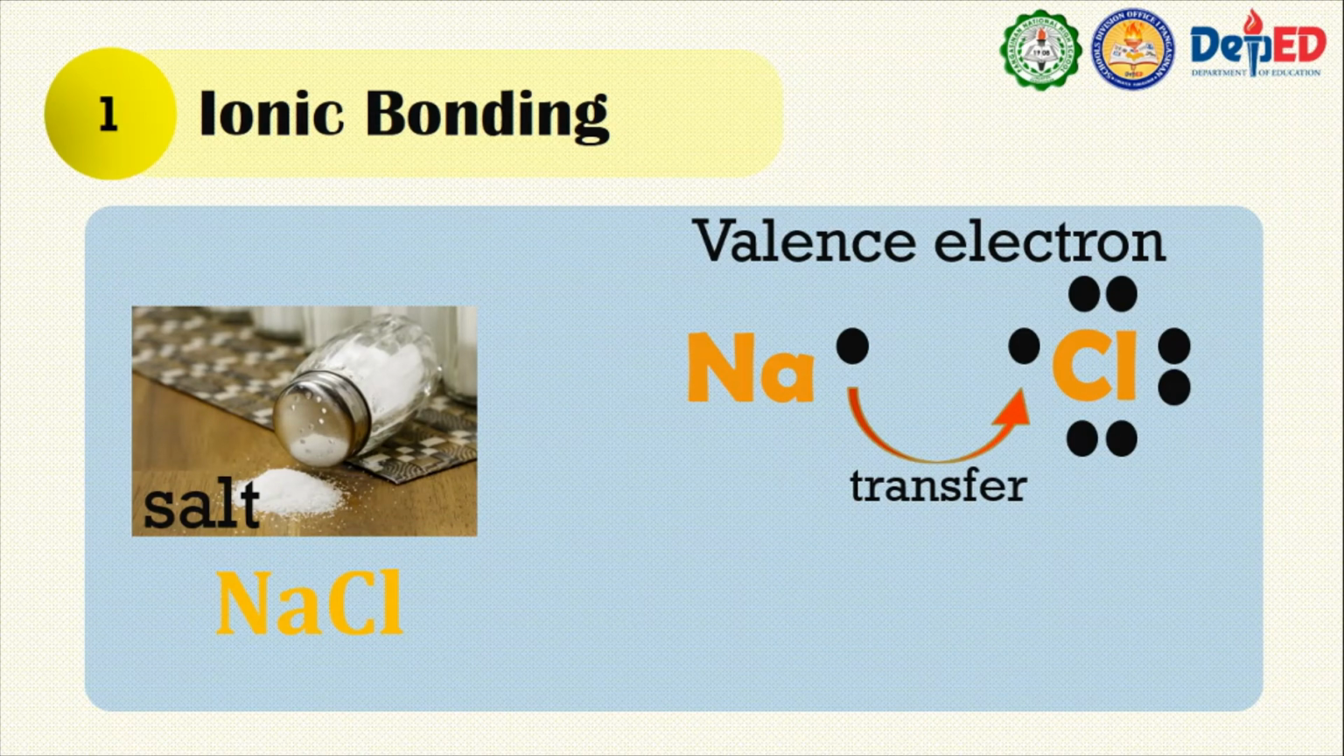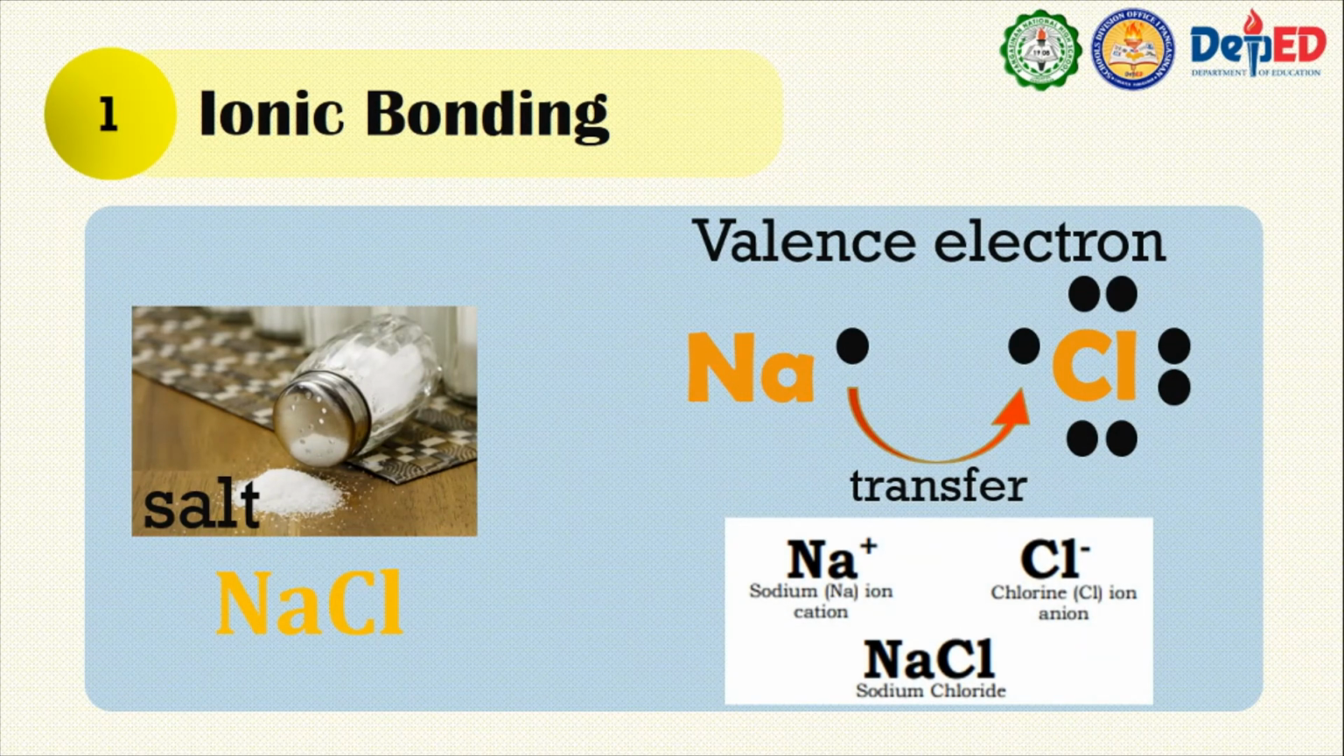Remember the octet rule. In this sense, when sodium donates an electron, sodium becomes a positive ion or cation. When chlorine gains an electron, chlorine becomes a negative ion or anion. This ionic bond creates a compound, sodium chloride.